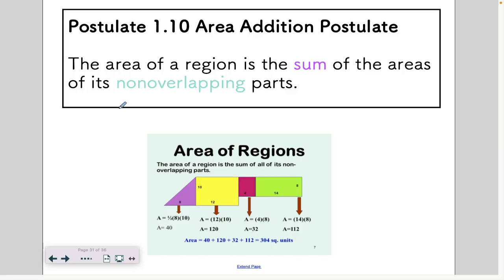Postulate 1.10, your last of chapter 1. And remember what postulates are. They're given facts. They don't need to prove them. That's going to change in chapter 2. The area of a region is the sum of the areas of its non-overlapping parts. Nancy, what does it mean? Area of this weird looking shape? How can you do it? You can find the area of this plus the area of that plus the area of that plus the area of that. You already knew that, but we have to technically designate it as a postulate, okay?